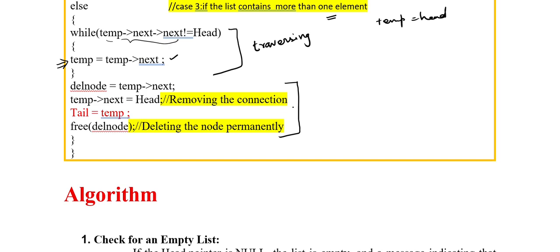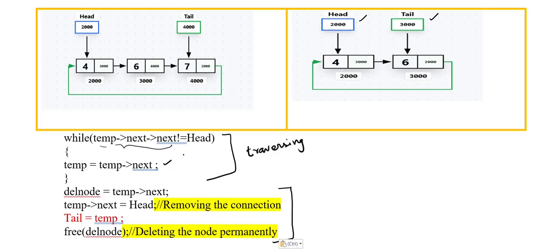This is traversing, and this is the only modification we have to make for deleting the last node. So let us discuss with the example of the diagram. This is the coding part, and with this we will discuss. First step, as I said, temp equal to head. So temp equal to head is 2000. It is also pointing here.